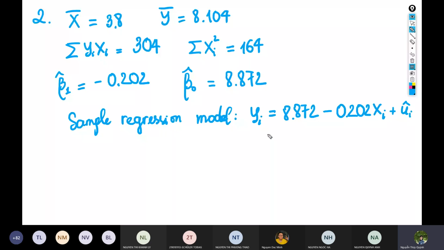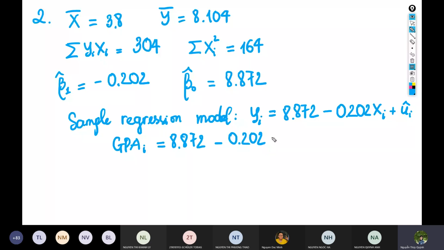But here, please replace yi by GPA and xi by hours, the names of the variables that we use here. Instead of using y and x, you can use the names of the variables provided. Okay, GPA equals 8.872 minus 0.202 times hours, plus ui hat. Is this okay?